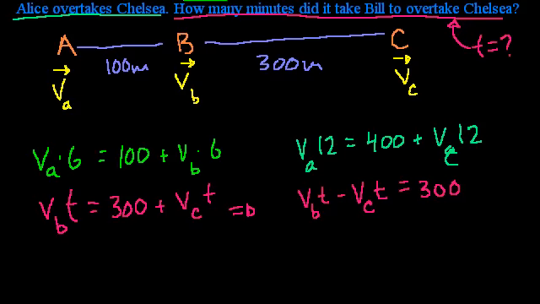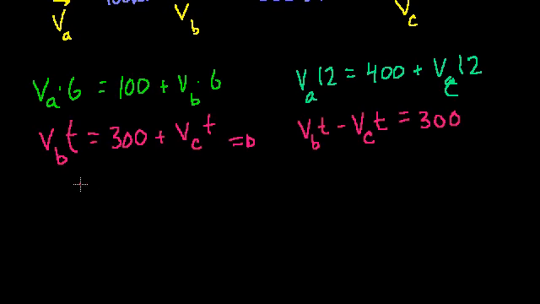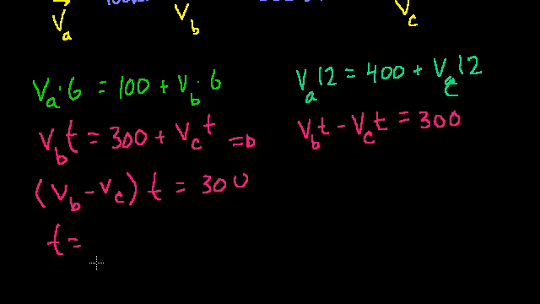We can factor out the time, so let's do that. So you get VB minus VC times time, right? I'm just factoring out the time, is equal to 300. Or time is equal to 300 over VB minus VC. So if we could somehow figure out what this is equal to, then we would have solved our problem.